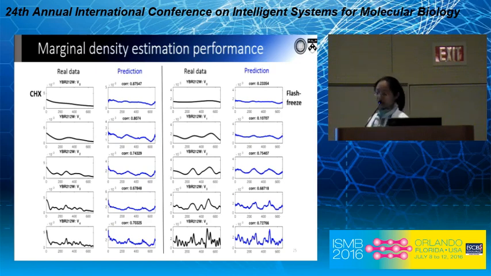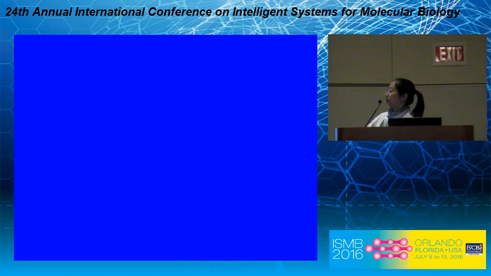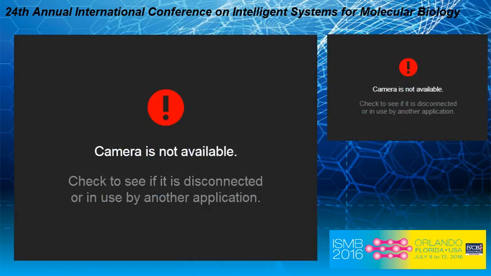Similarly, you can take a look at the plots on the right where I'm showing the flash freeze data, which shows we can capture the global morphology. And here is a summarized table of the performance. The top row is the cycloheximide data, the bottom row is the flash freeze data, and I group the genes according to their length into 5 categories.